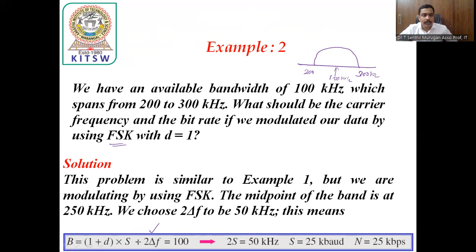So B equal to (1 plus D) into S plus 2 delta F equal to 100. The value 100 is already given. Now D equal to 1 is already given. So 2S plus 2 delta F. In this case, if the total is 100, then 2S equal to 50 kilohertz. Then S equal to 25 kilobaud. So what is the bit rate? It is 25 kilobits per second, because D equal to 1.